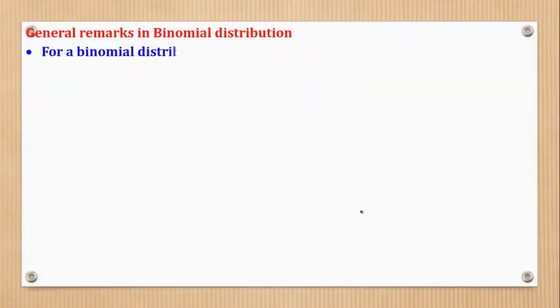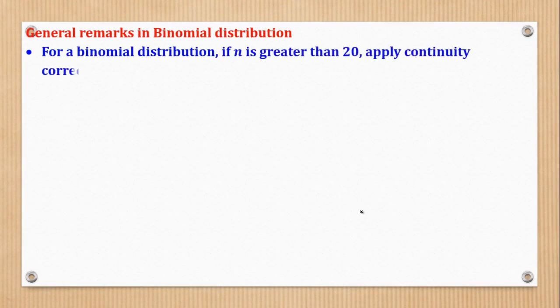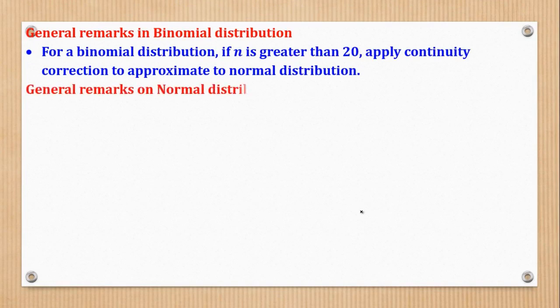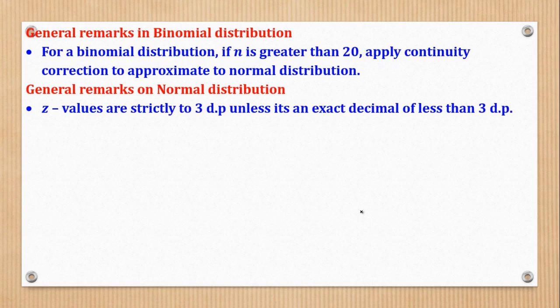For binomial, what I can say is that if n is greater than 20, then we have to use continuity correction to approximate to normal. There, if you choose to use the binomial formula, it will never be okay. For normal distribution, we are sensitive on decimal places. Z value, it is a must, 3 decimal places, unless it is an exact decimal. For example, 0.5, 1.25, that is okay. But if they have many decimal places, you must round off to 3 decimal places.